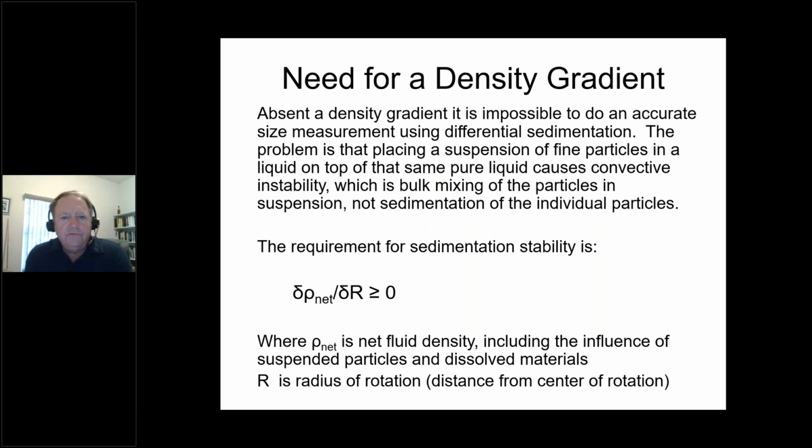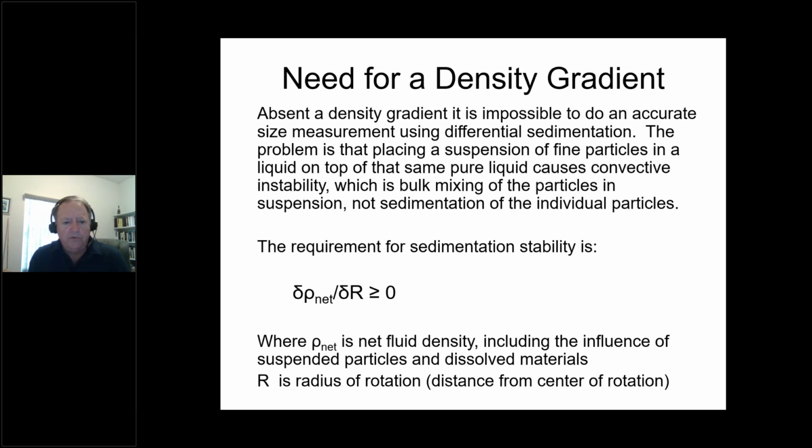Now, when you do differential sedimentation, the key requirement is that there must be a density gradient present. If there's no density gradient, then you can't make a measurement at all. And when I was developing the technique many years ago, I didn't have a density gradient, and so I got no results. The requirement for stability can be given mathematically as the first derivative of the net density of the fluid with respect to radius of rotation, that is distance from the center of rotation. That net density must be constantly increasing or not decreasing.